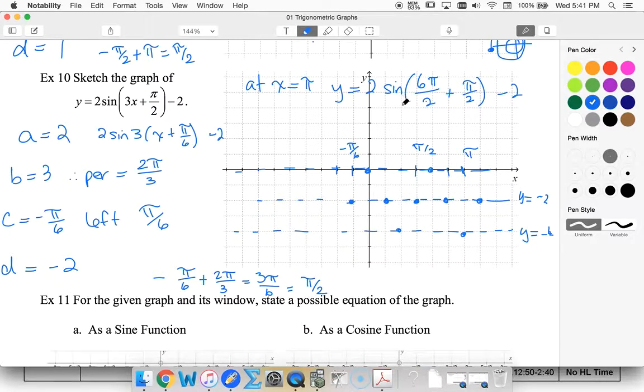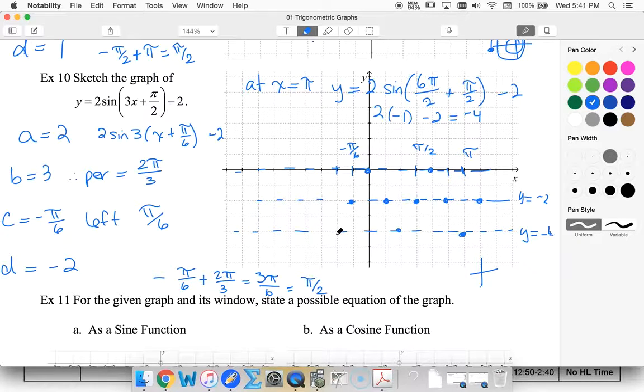So sine of 7 pi over 2, well, pi over 2, 2 pi over 2, 3 pi over 2, 4, 5, 6. Here's 7 pi over 2. Sine is negative down here. So I'm going to have negative, so 2 times negative 1 minus 2 is equal to negative 4. And I had my minimum at pi, so that makes sense.